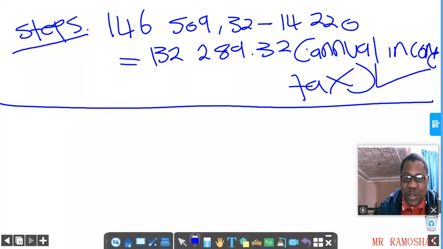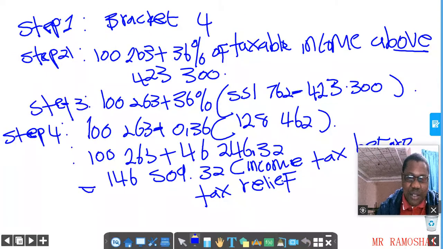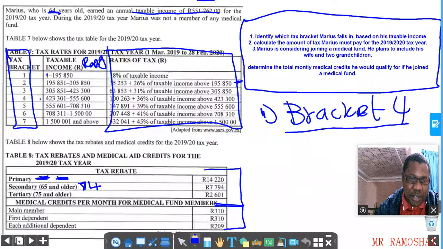I hope you got your notes there. Right, I don't want to explain any further, because if I explain any further, I will be playing with your mind, and I don't want to play with your mind. Then number 3: Marius is considering joining a medical fund. He plans to include his wife and 2 grandchildren. Determine the total monthly credit he would qualify for if he joined a medical fund.